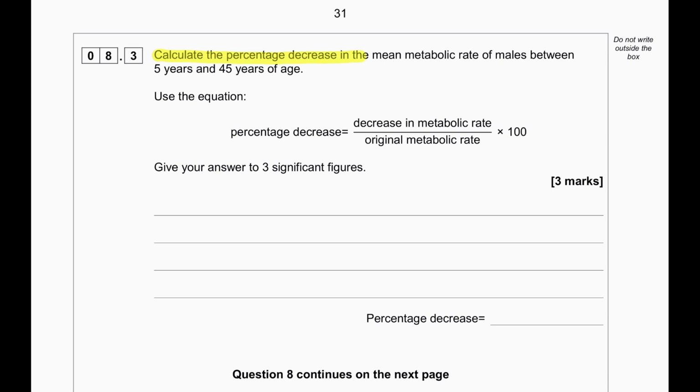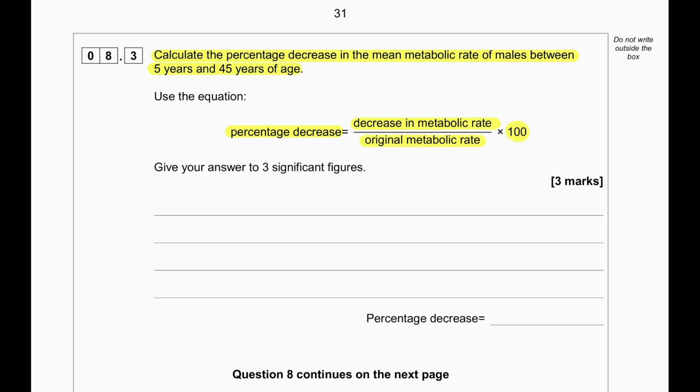Calculate the percentage decrease in the mean metabolic rate of males between 5 years and 45 years of age. Percentage decrease. Now the percentage decrease will be the decrease in metabolic rate divided by the original metabolic rate, times 100.